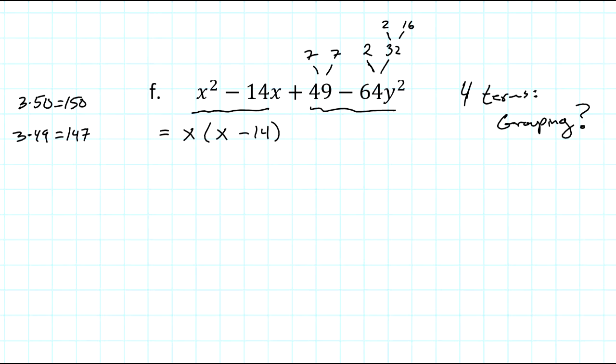This does factor. Wondering, this has a typo in it. There's supposed to be a 2 in front so that this works. So this, we can factor this second bit. It's a difference of squares. So this is a 7 minus 8y, square roots of 49 and 64, and then a 7 plus 8y.